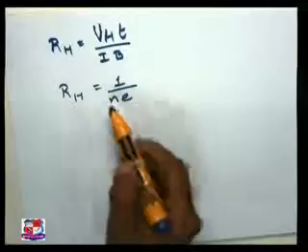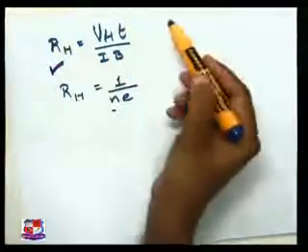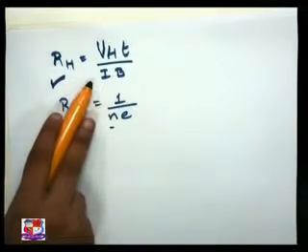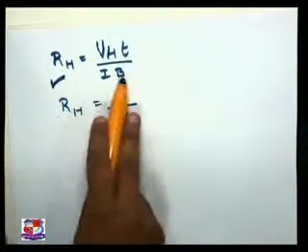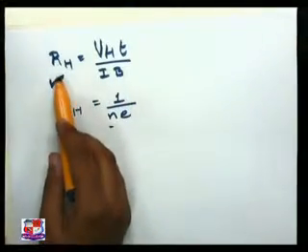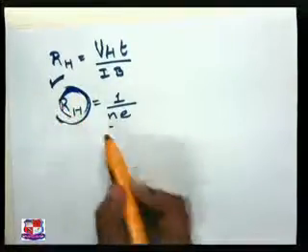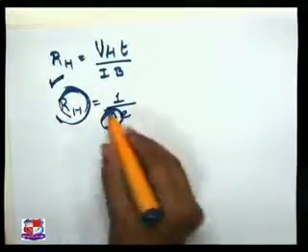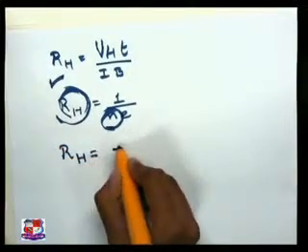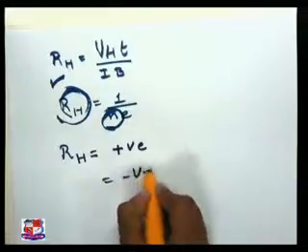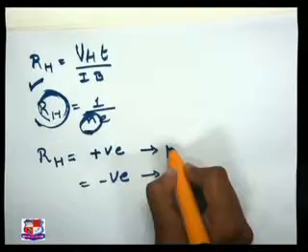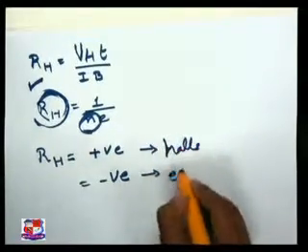So we can find out RH using these quantities, because Hall voltage is measurable with a voltmeter, I is measurable with a current meter, and B is measurable with a Gauss meter. Whenever we have RH, using this RH we can find out N, and with the sign of RH, whether it is positive or negative, we can determine the sign of the majority charge carriers as holes or electrons.